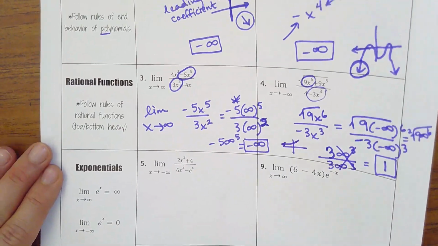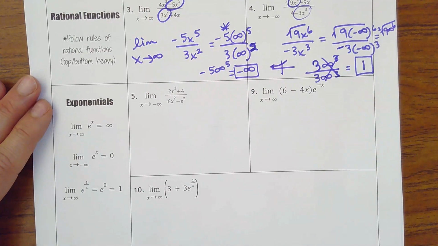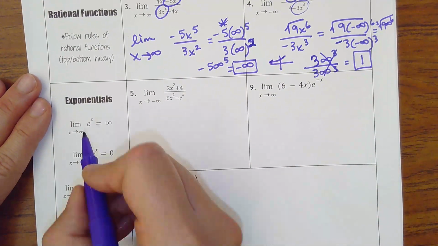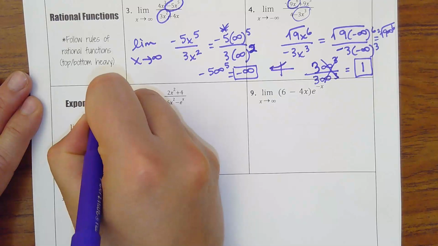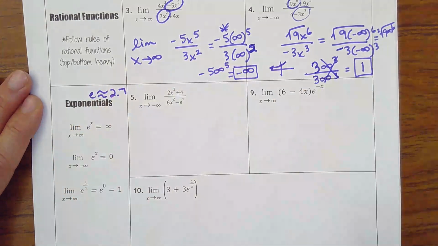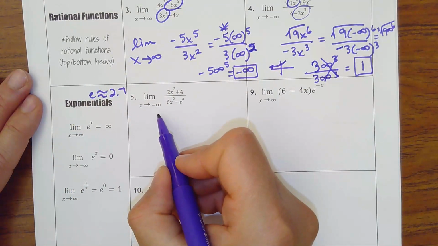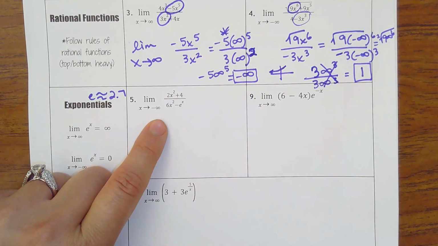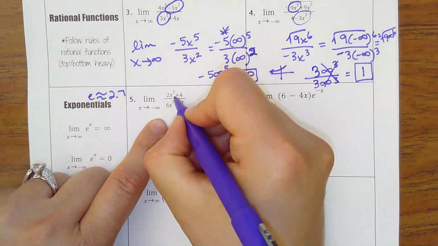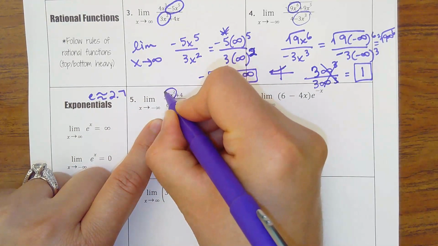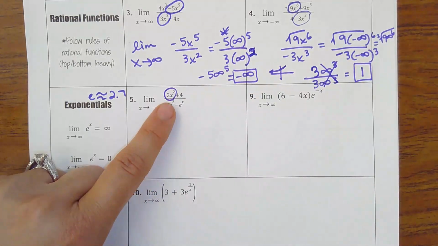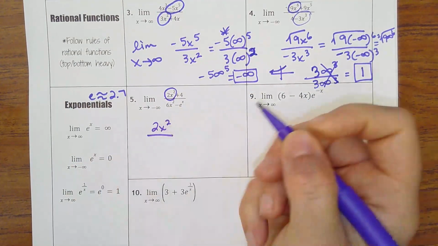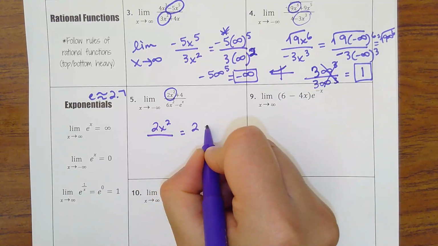All right, then we have exponentials. Exponentials is where x is the exponent. So thinking about e, remember that e is approximately 2.7. Okay, so it's a number like pi. I am still going to follow my same rules that I've used above. So on this one, that's a rational function since it's a fraction. I've got to figure out what is going to grow the fastest on top. That would be my 2x squared. Okay, and then I'm going to plug in negative infinity there.